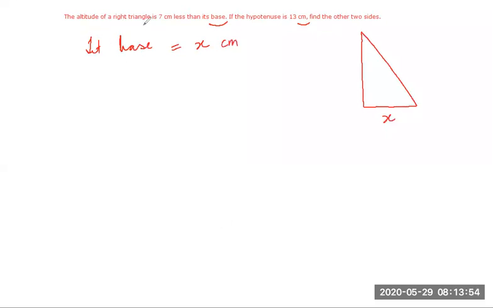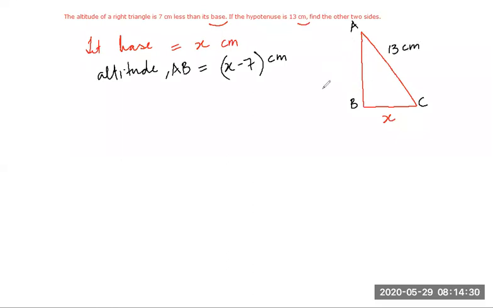Now, what will be the altitude of this triangle? The altitude of this triangle is x minus 7, and the altitude is AB. That is given as 7 centimeter less than the base, which means it will be x minus 7 centimeter. It's given the hypotenuse is 13 centimeter. Find the other two sides.